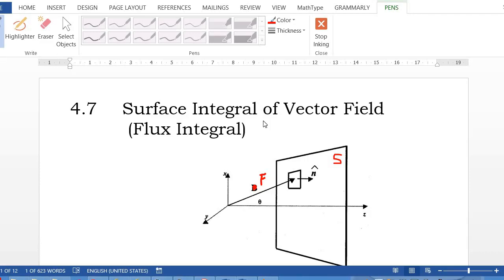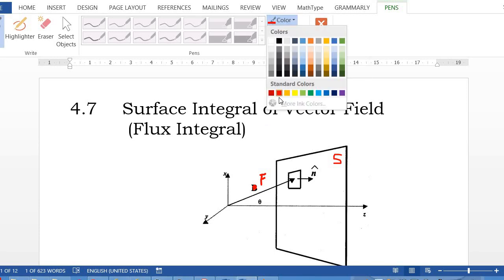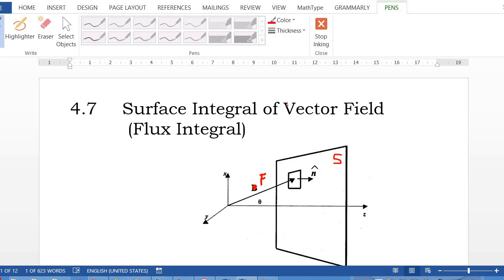Today we are going to learn the surface integral of vector field, or called the flux integral, after you have learned the surface integral of scalar field, as a mass of a lamina in 3D space.